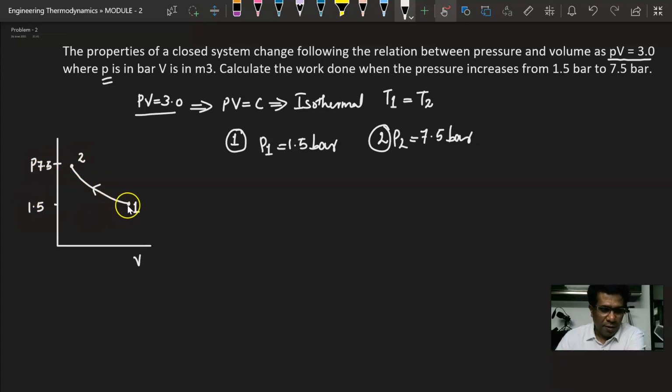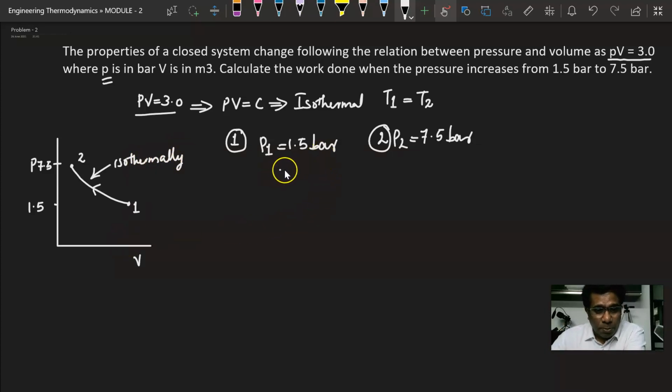You can see that from 1.5 bar, the pressure is increasing to 7.5 bar where the volume is decreasing. Therefore, this is a compression process which is happening isothermally. We need to identify the process like this.